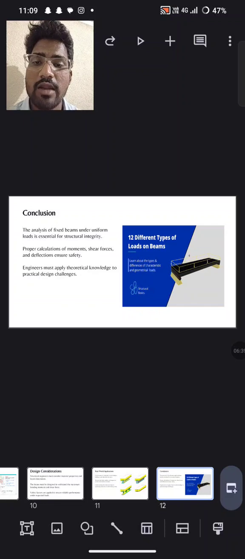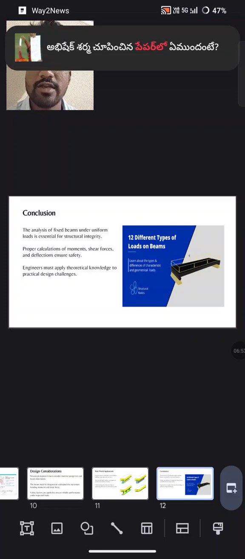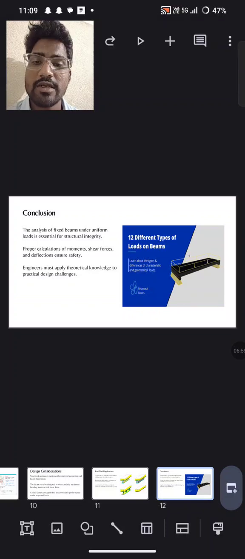Conclusion. The analysis of fixed beams under uniform load is essential for structural integrity. Proper calculation of moment, shear force and deflection ensures safety. Engineers must apply theoretical knowledge to practical design challenges.